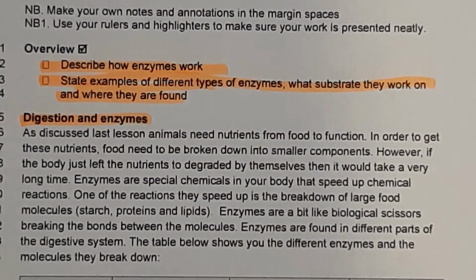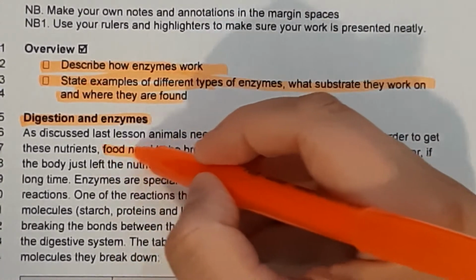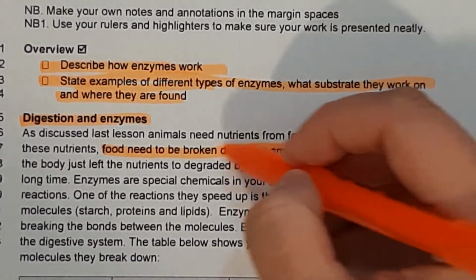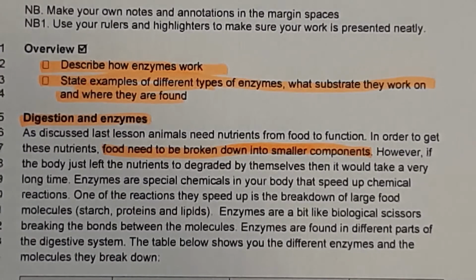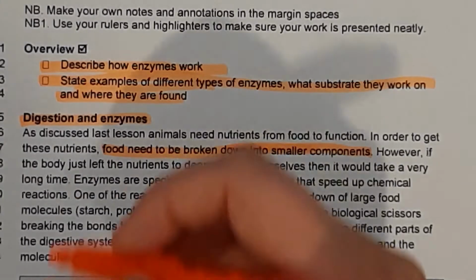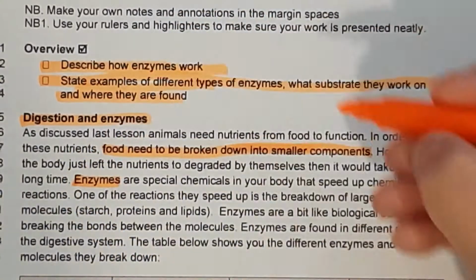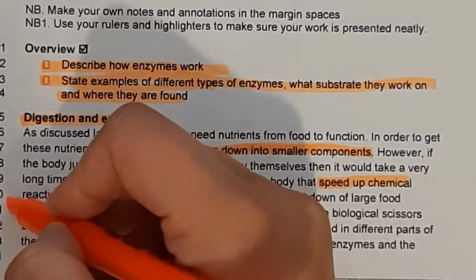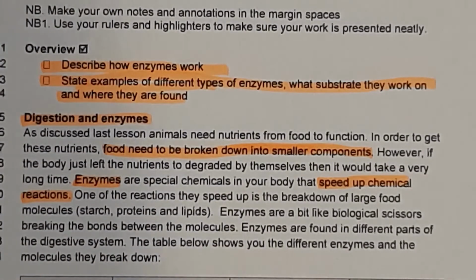As discussed last lesson, animals need nutrients from food to function. In order to get these nutrients, food needs to be broken down into smaller components. So that's what digestion is, it's breaking down into smaller components so we can absorb it. However, if the body just left the nutrients to degrade by themselves, then it would take a very long time. Enzymes are special chemicals in your body that speed up chemical reactions. So we know this from last lesson. I'm just going to add a little note here, so this is digestion.